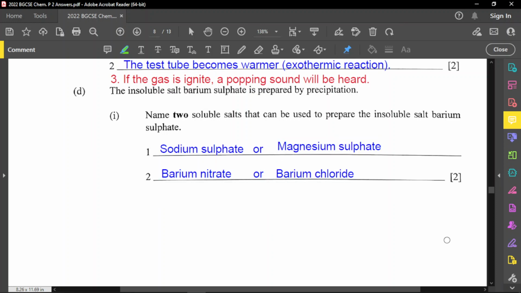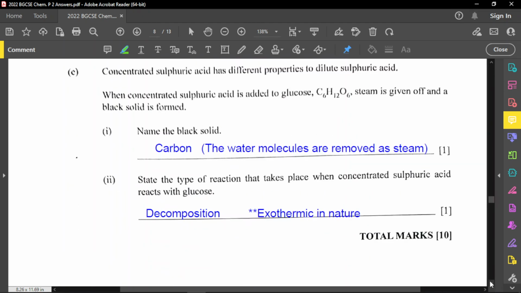All right. Now let's jump into another part of the question, and this is part C. Part C says concentrated sulfuric acid has different properties to dilute sulfuric acid. Of course, it depends on the amount of available H+ ions, or the amount of particles within a given volume. If you're diluted, you have fewer particles per volume. If you're concentrated, it means you have more particles per volume.